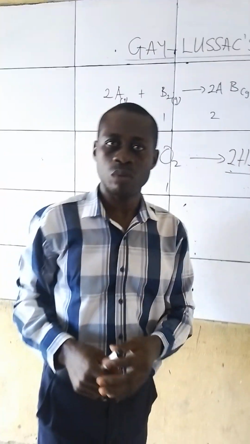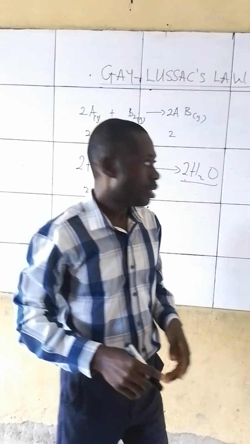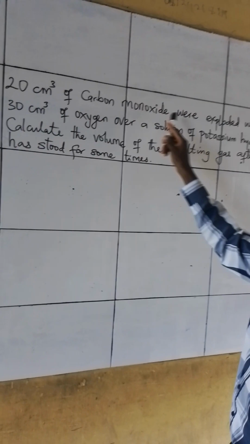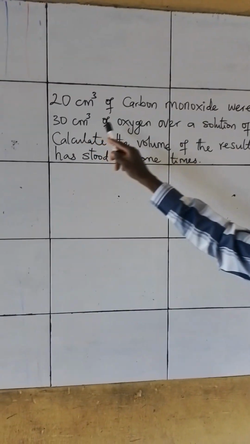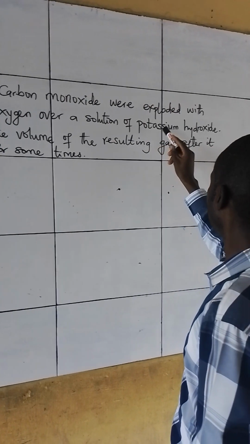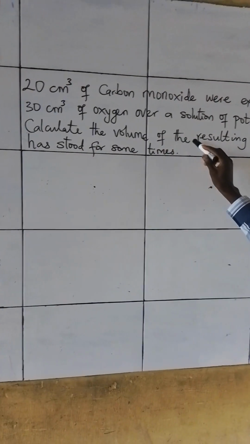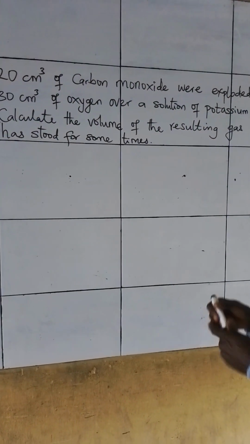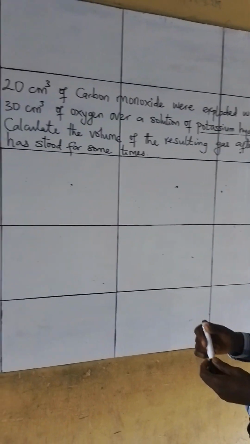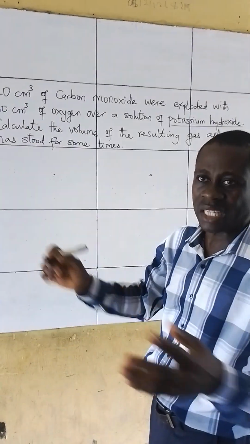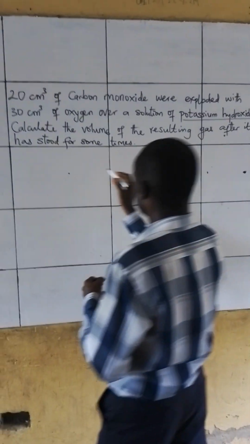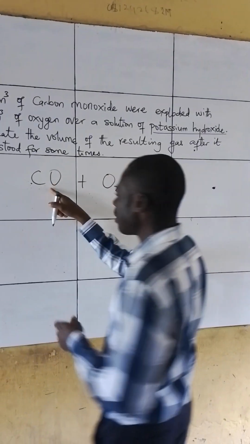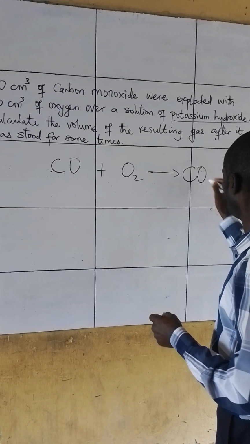Now let's see an example of how WAEC, NECO, even JAMB ask questions. The question says: 20 cm³ of carbon monoxide were exploded with 30 cm³ of oxygen over a solution of potassium hydroxide. Calculate the volume of the resulting gas after it has stood for some minutes. Some students will have problems with this potassium hydroxide. Just ignore the potassium hydroxide. Look at the gases that exploded and write an equation for it. Carbon monoxide exploded with oxygen, and whenever carbon monoxide explodes with oxygen, it gives you carbon dioxide.